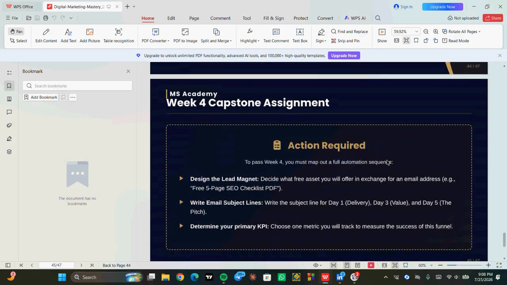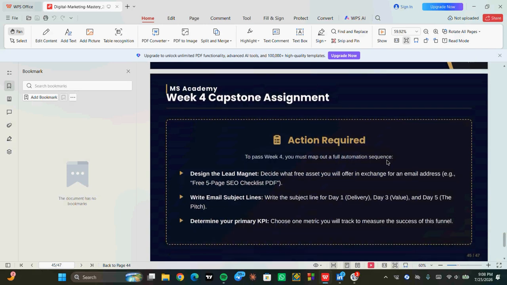Design the lead magnet. Decide what free assets you will offer in exchange for an email address, e.g., a free 5-page search engine optimization checklist PDF. Okay. Now you write email subject lines. Write the subject line for day 1, delivery; day 3, value; and day 5, the pitch.